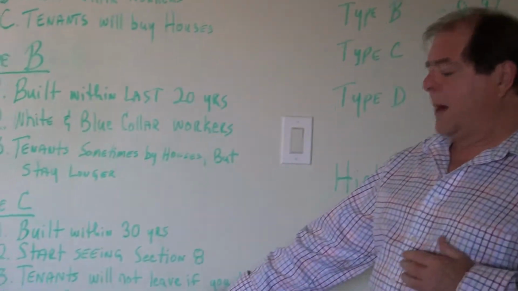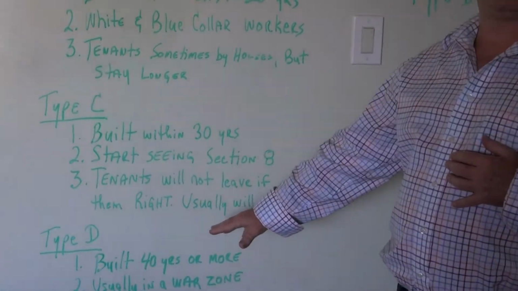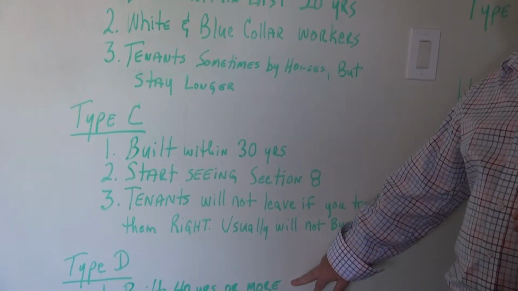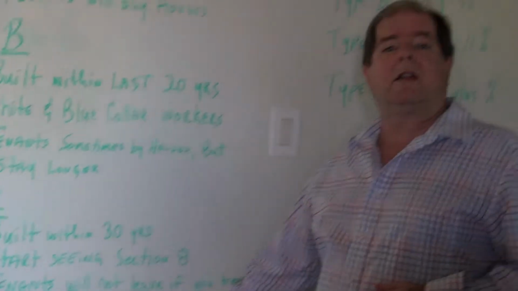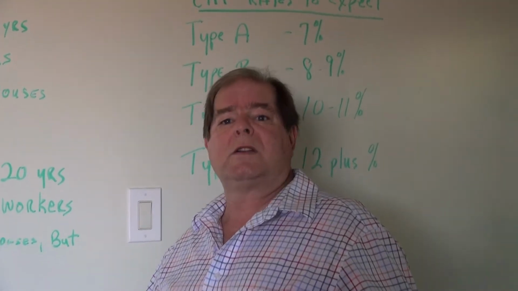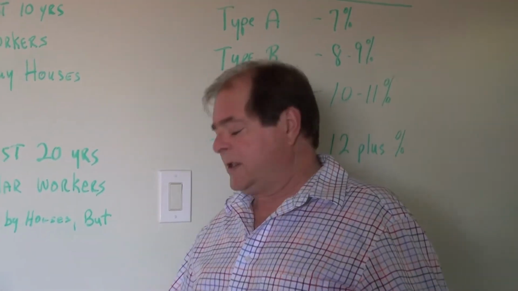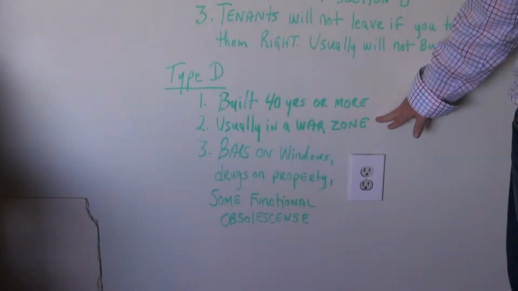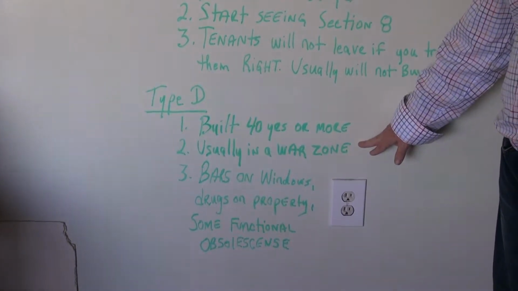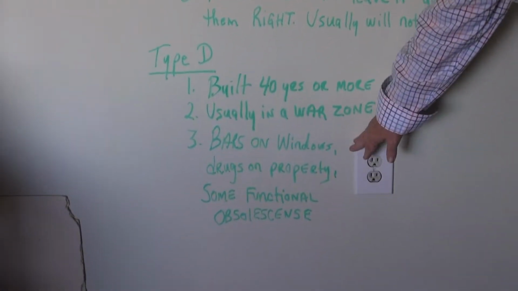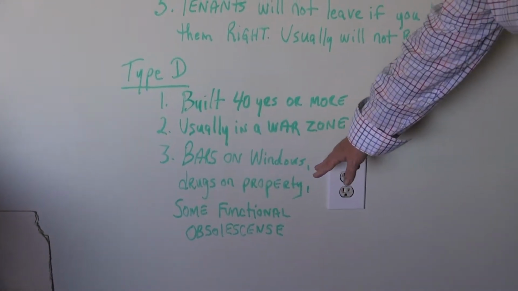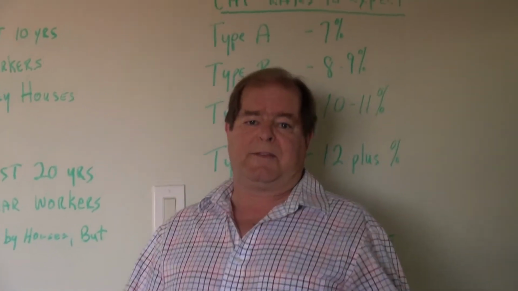The lowest type of property on the totem pole is what we call a D property. Now these are the properties that you will find in the ghetto. They're usually built 40 years or more. Maybe when they built them 40 years ago, it was a nice property. But 40 years goes by, it changes. The demographics of the areas change. That's why I put down here, it's usually in a war zone now. Probably wasn't a war zone when they built it, but it is a war zone now. Also, some of the examples, you have bars on the windows. You might have people in the neighborhood selling drugs, maybe even out of your building. And it has some functional obsolescence. That's the part that needs to be fixed up.